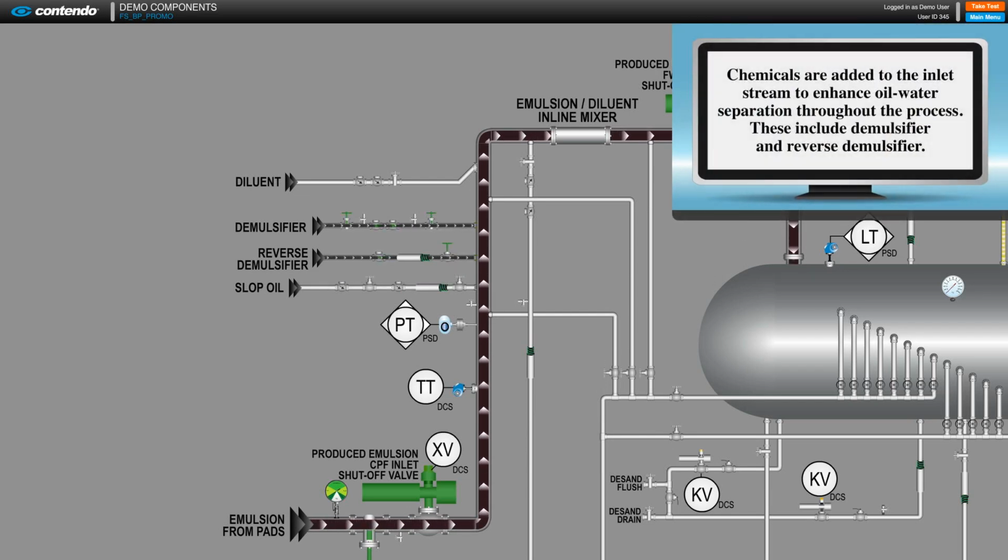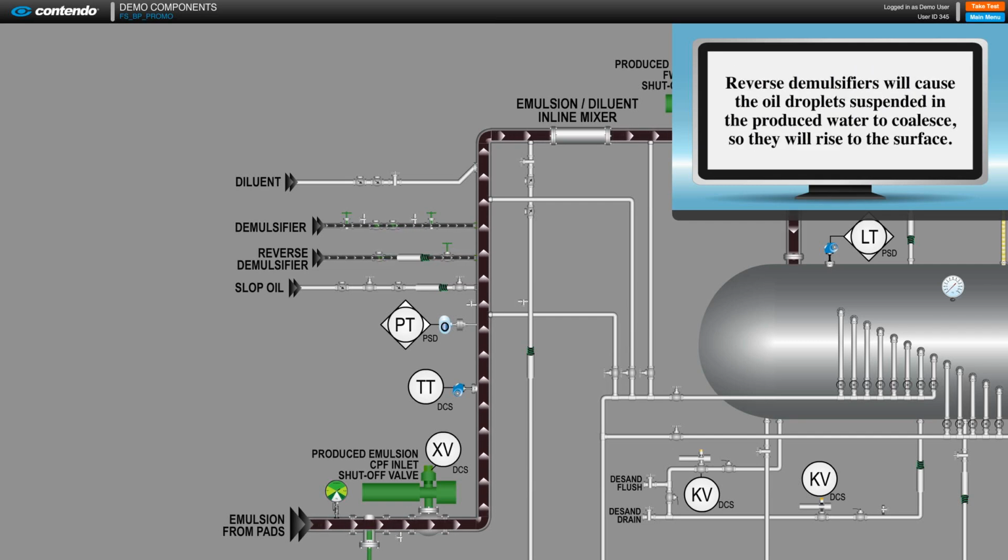Chemicals are added to the inlet stream to enhance oil-water separation throughout the process. These include demulsifier and reverse demulsifier. This is an important chemical process that accelerates oil-water separation. Reverse demulsifiers will cause the oil droplets suspended in the produced water to coalesce, so they will rise to the surface. As they are water-soluble, they will more readily mix with the produced water contained in the inlet stream.